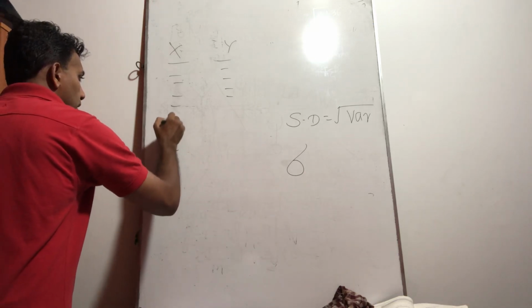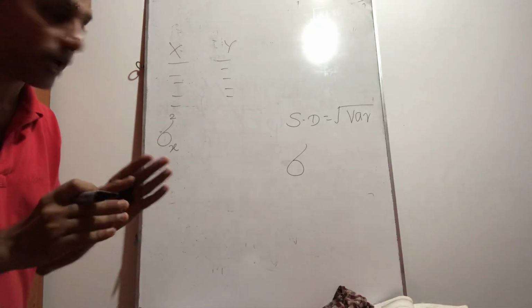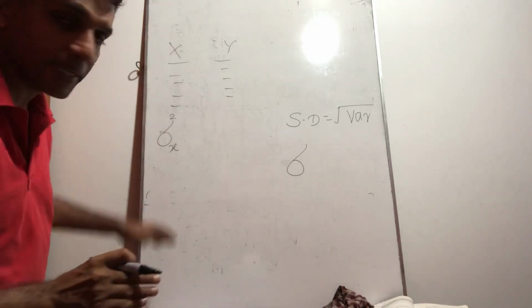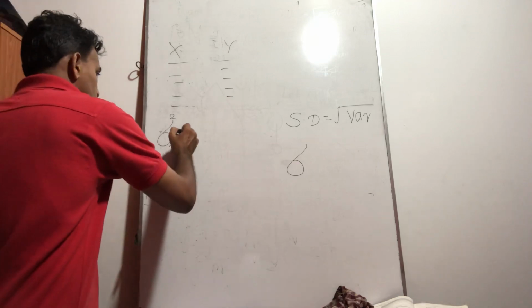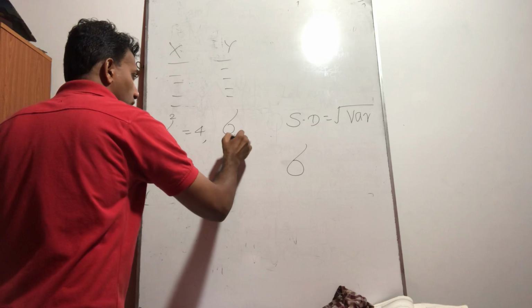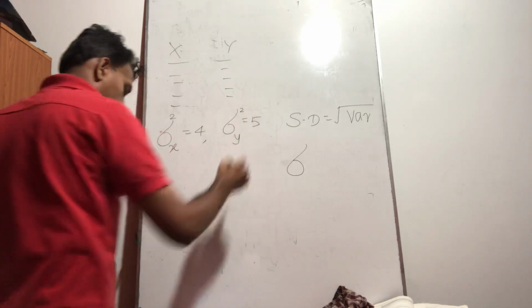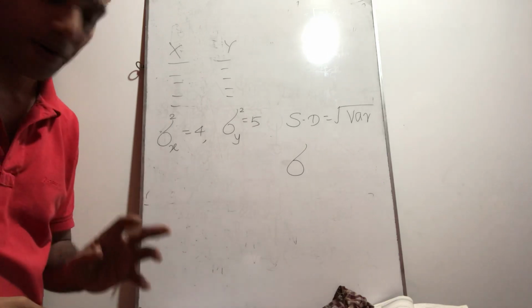Variance means standard deviation squared. This is the variance of the first set, which I took as x, right? That is given as 4. And for the next one, if I mark it as y, its variance is given as 5. This is the two data sets given, right?